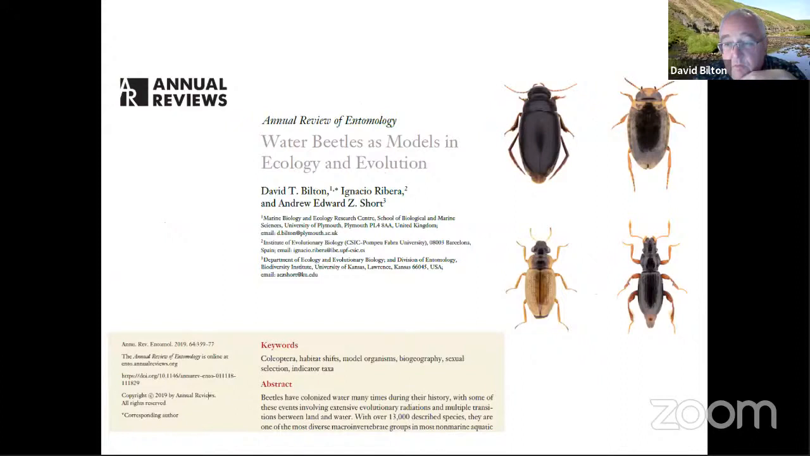Now, a lot of what I'm going to be talking about, we summarized relatively recently in this review paper. It came out in 2019, so just over a year ago: water beetles as models in ecology and evolution. And I like to think of these animals as a very good group for testing a number of ecological and evolutionary hypotheses.